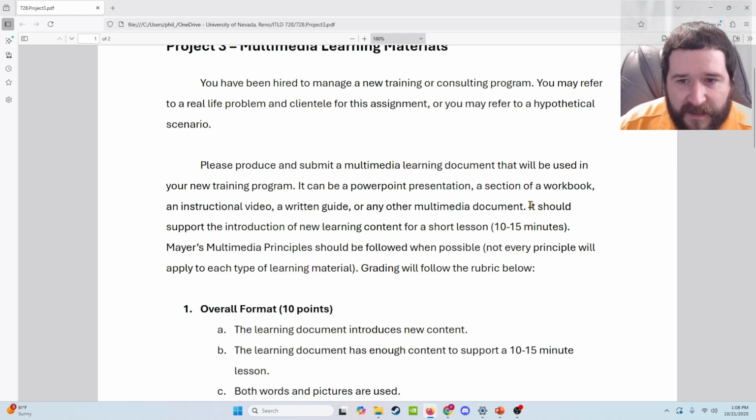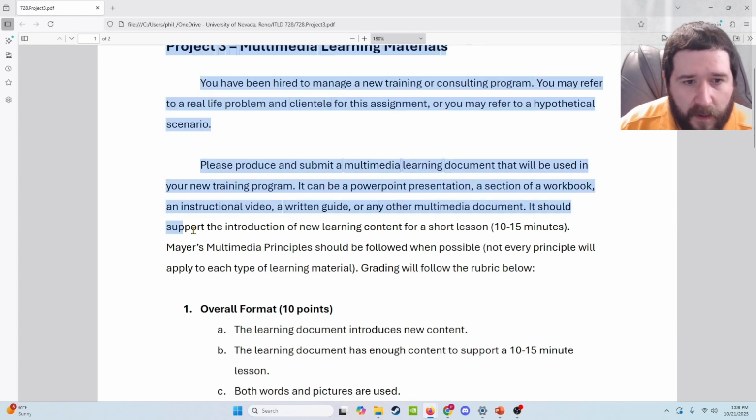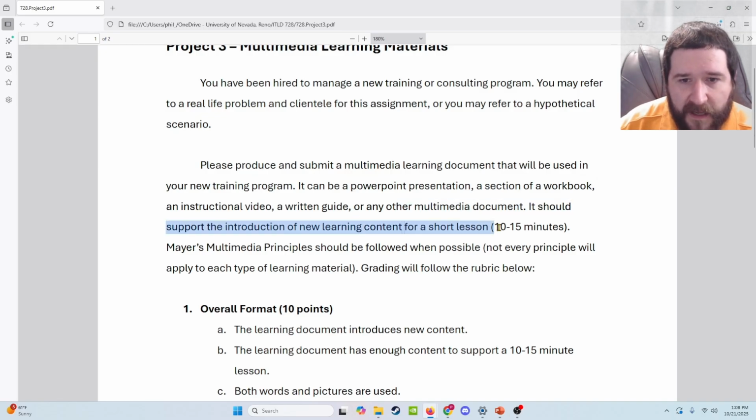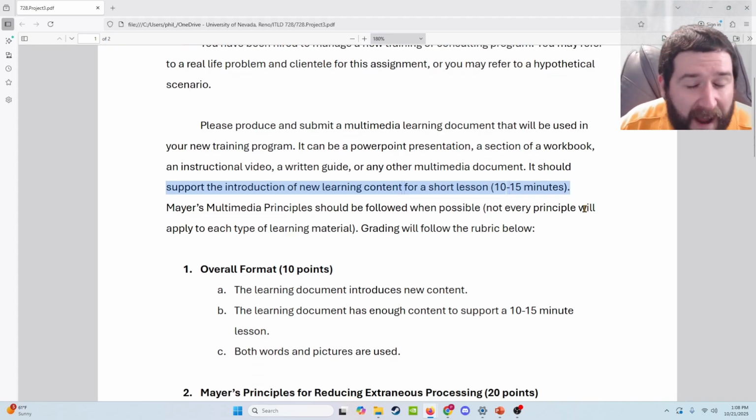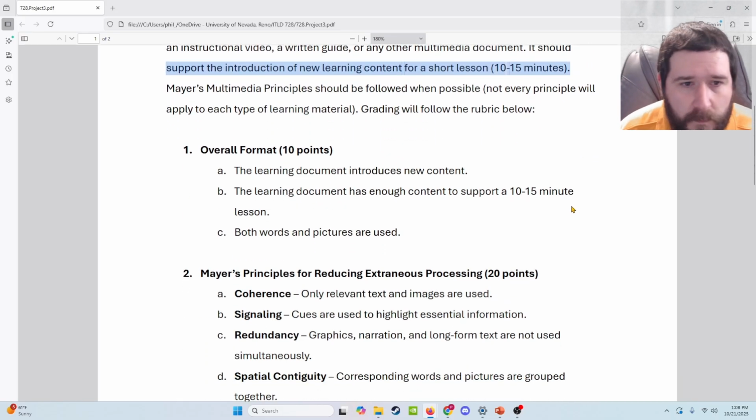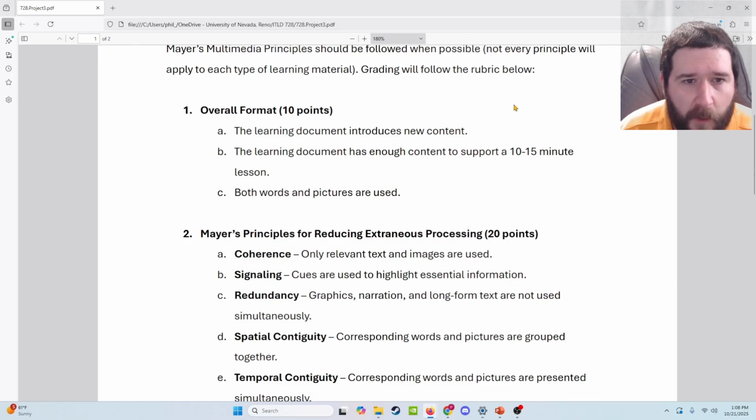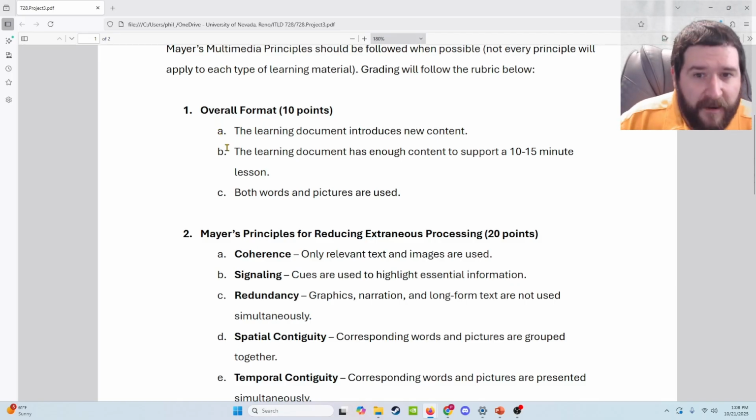Things that I would like to see. Okay, we want to support the introduction of new learning content for a short lesson, 10 to 15 minutes. Okay, that's kind of all the guidelines I'm going to give you. Be as creative as you'd like with that. As far as grading goes in the format, I'm checking that our learning document introduces some new content, that there's enough here to support a 10 to 15 minute lesson, and that we have a multimedia document, right? We're using both words and pictures.